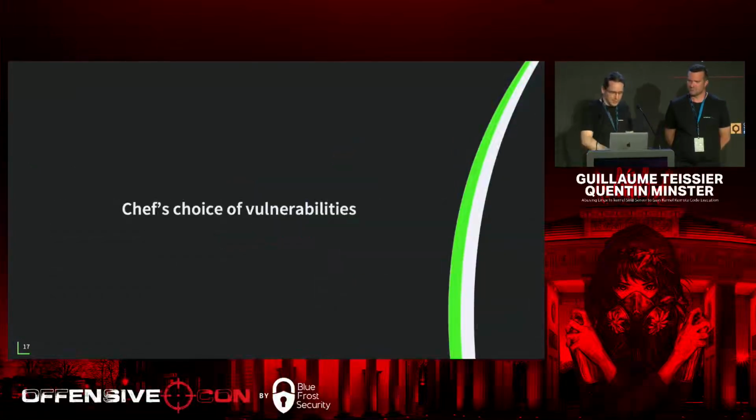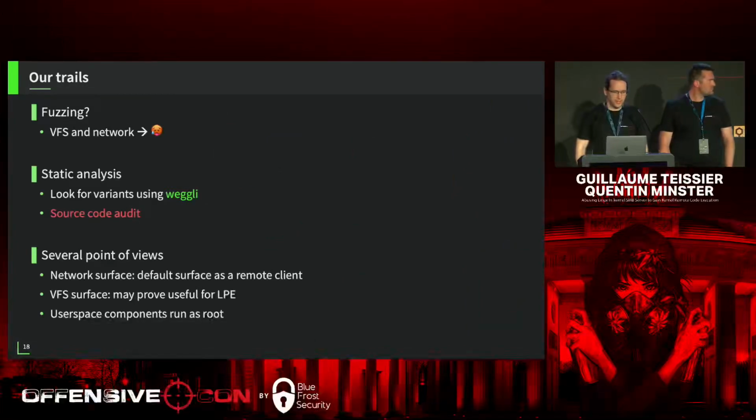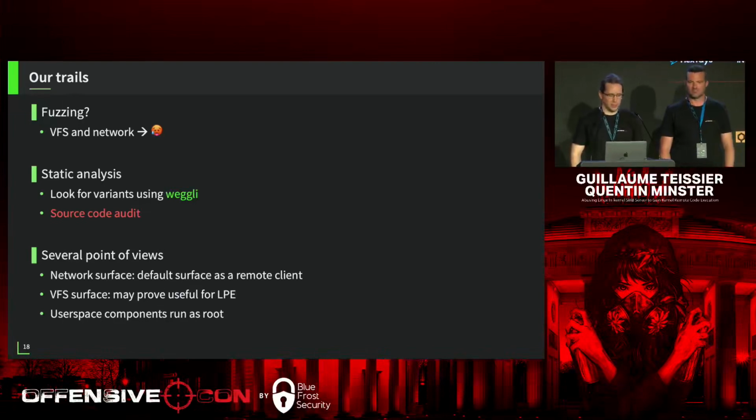Right, so it's doing network and VFS stuff that looks not trivial to fuzz, so we first went into it doing code review. So basically the main surface that you have as a remote attacker is the network surface of the SMB protocol.